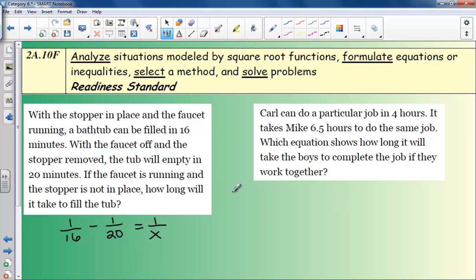Carl can do a job, so he completes one job in 4 hours. This is Carl. Mike can do the same job, so Mike completes one job in 6.5 hours. Together, so they're working together, not taking away from one another. How long will it take them to complete? So same job, X amount of time. We're going to graph this side, find the intersection point.